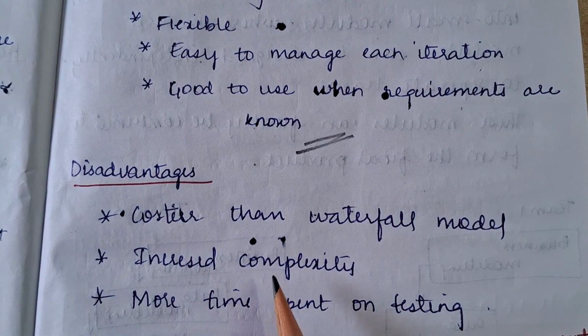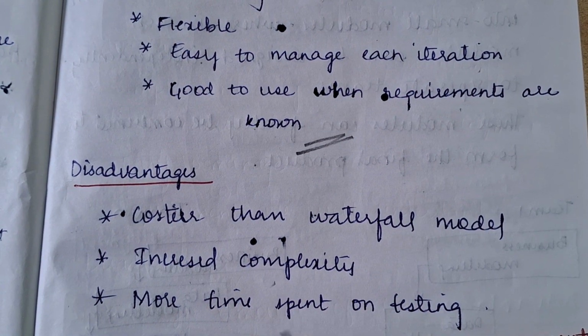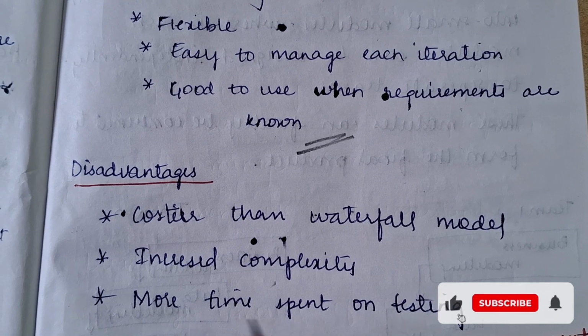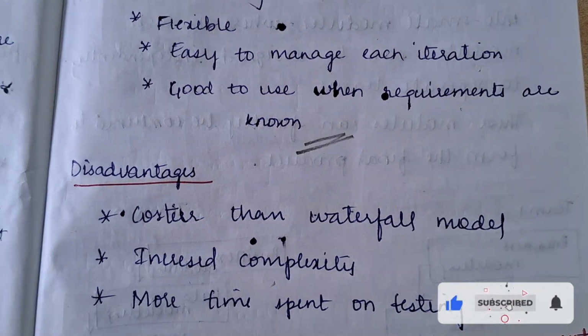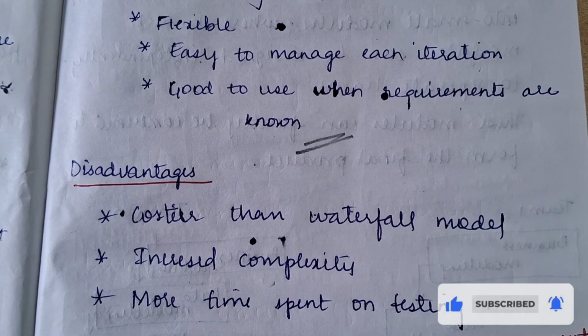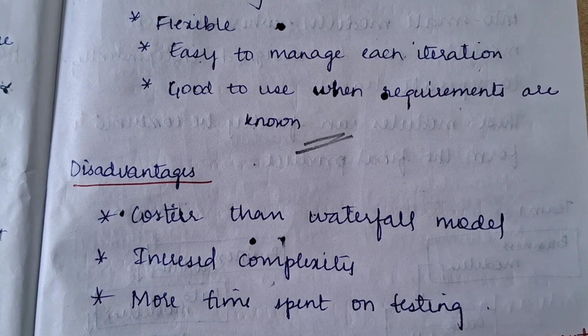It increases the complexity. The complexity of this model will be much higher. The time spent on testing will be more. Testing each iteration, each increment step, takes a lot of time. So it is a more time-consuming process compared with the waterfall model.